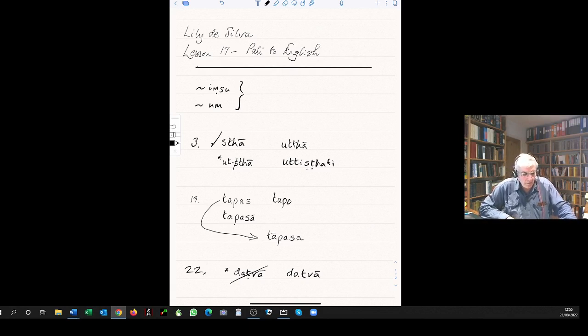Number 24. Aham sopanam aruhim te sopanamha oruhimsu. We've got two verbs here, two finite verbs. You can't put the first one in the absolutive because they're different people doing it. Aham sopanam aruhim, I climbed the stairs. Te, they, sopanamha oruhimsu. They came down the stairs.